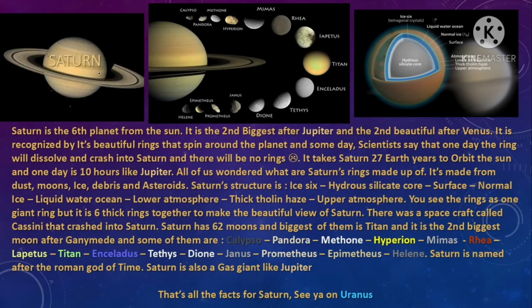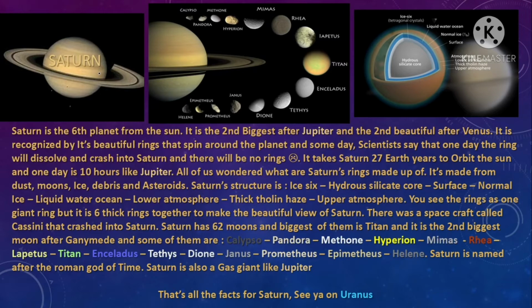Saturn is the sixth planet from the Sun, and it's the second biggest after Jupiter, and the second most beautiful after Venus. It is recognized by its beautiful rings that spin around the planet, and scientists say that one day the rings will dissolve and crash into Saturn. It takes Saturn 27 Earth years to orbit the Sun, and one day is 10 hours like Jupiter.